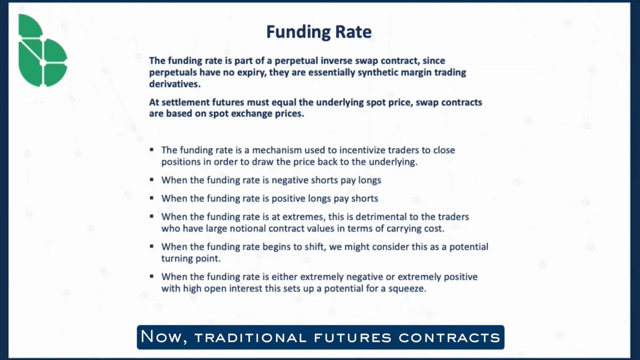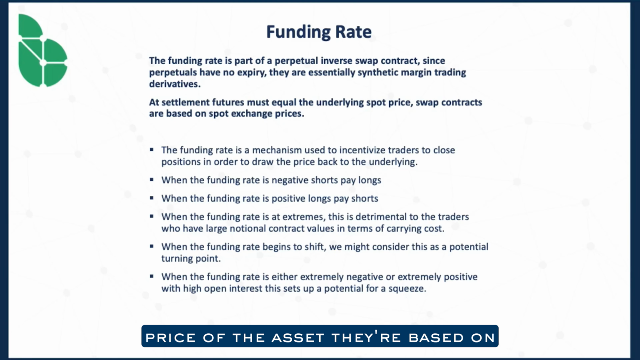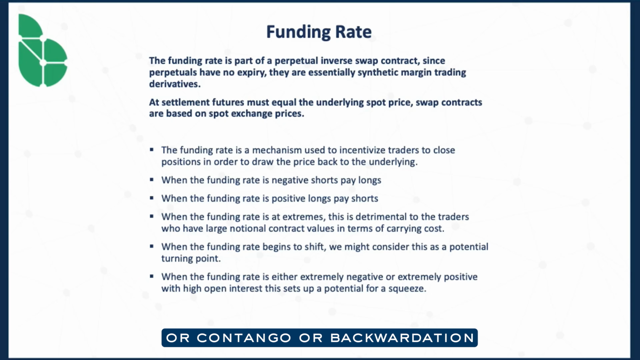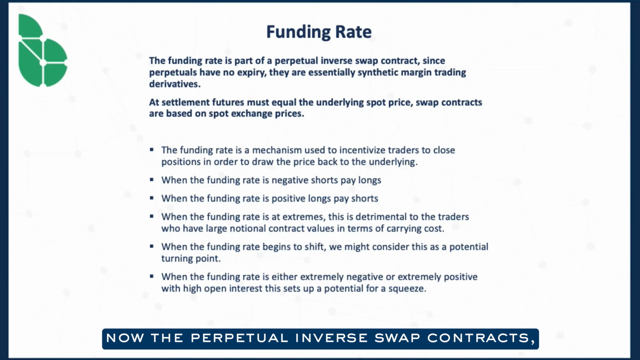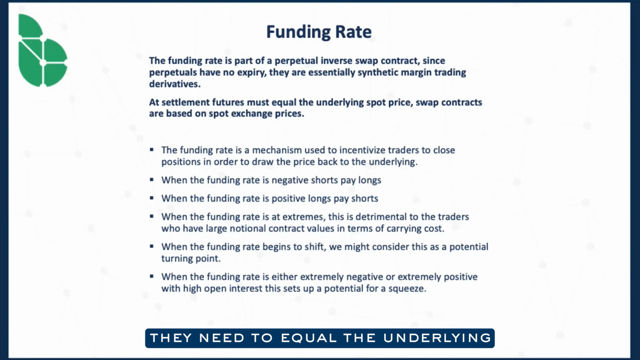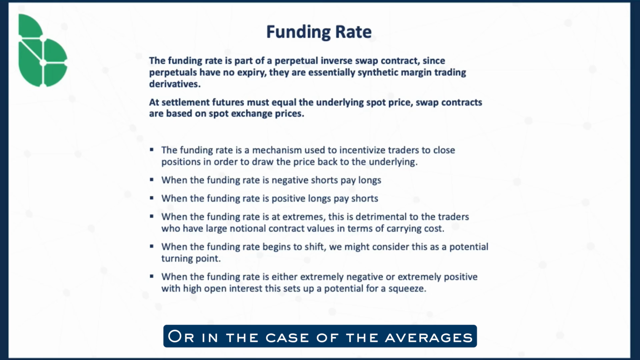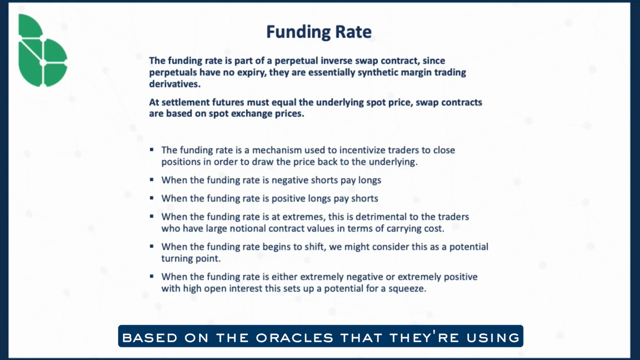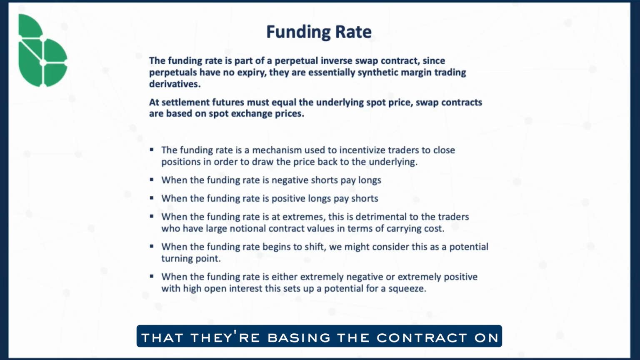Now, traditional futures contracts can trade at a different price than the underlying spot price of the asset they're based on. This is where you'll hear the term basis or contango or backwardation. In the case of contango, we are above the spot price, or backwardation if we're trading below. Now, the perpetual inverse swap contracts need to equal the underlying spot price, or the averages of the underlying spot prices based on the oracles they're using, or the exchanges that they're basing the contract on.